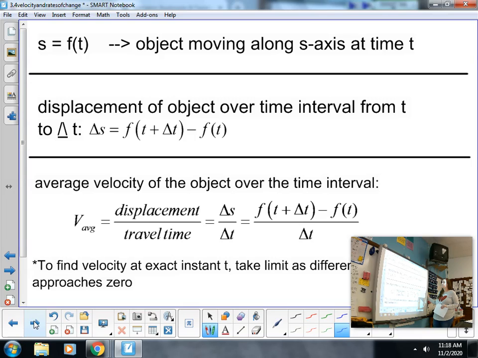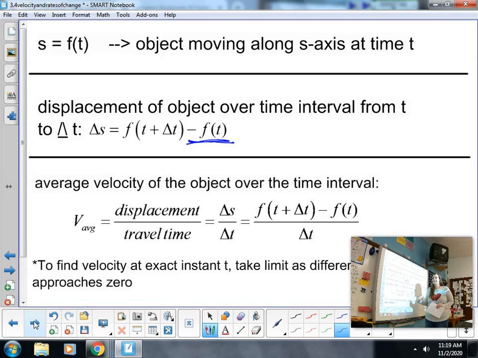Your displacement, and I've had so many students mess this up. Your displacement of your object over whatever your time interval is, if you're going from t to t plus delta t, it's wherever you're at when you end minus where you started at the beginning. A lot of students forget this part. They just think that displacement is just where you end up. But if you start at 5 and you end at 10, your displacement is 5.